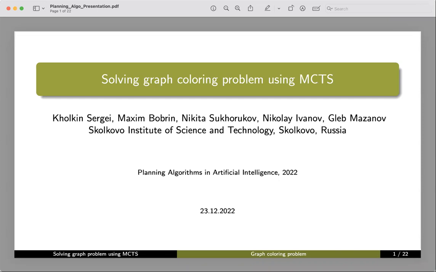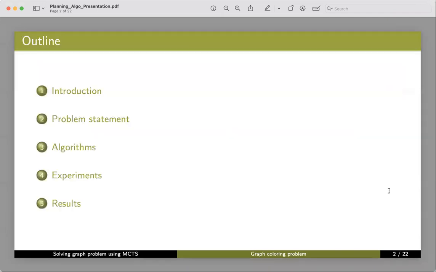We would like to present you our final project, solving graph coloring problem using MCDS. Our team consists of 5 people. That's Sergey, our mastermind, Maxim, Nikita, that's me, Nikolai, and Gleb. So let's start. Here is the plan of our presentation.